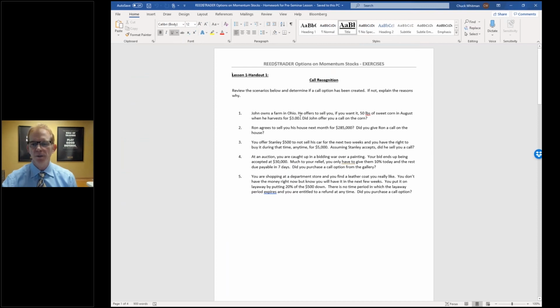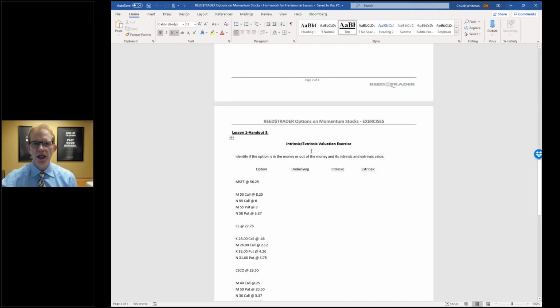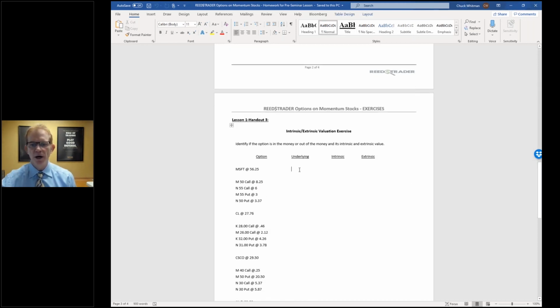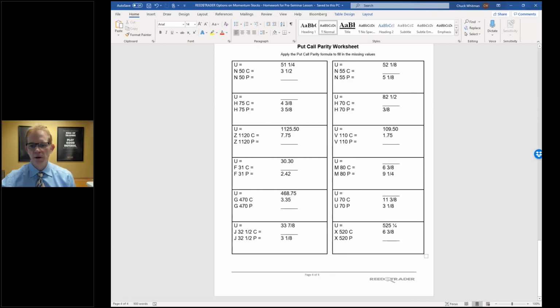There's a call recognition page. There is a put recognition page. There's an intrinsic, extrinsic value page where you're going to calculate the amount that is intrinsic value and extrinsic value for each of these. Then there's a put-call parity worksheet where you're going to go through what we just did and figure out the missing value using the formula I showed you. And that's it.